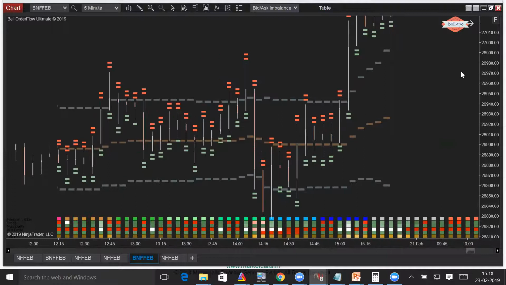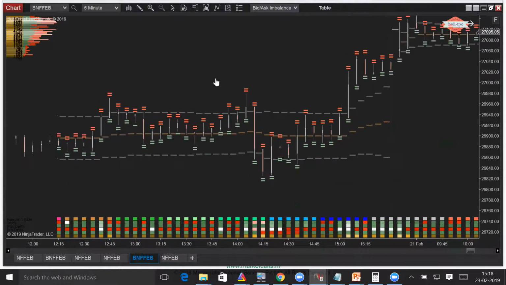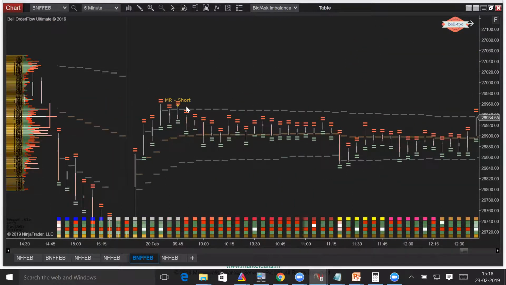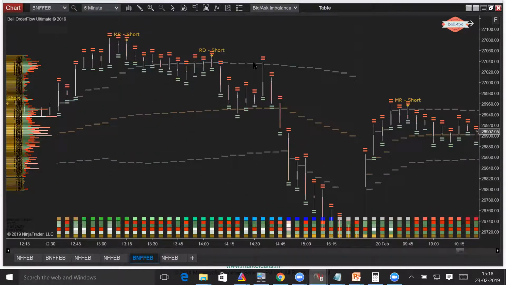Always look for the squeeze and then you can check where the MR came. So that is one more MR short, and then it mean reverted back. Again, one more MR short, it mean reverted back. One more MR short. Okay, this is a different signal. Maybe I'll talk about that tomorrow.